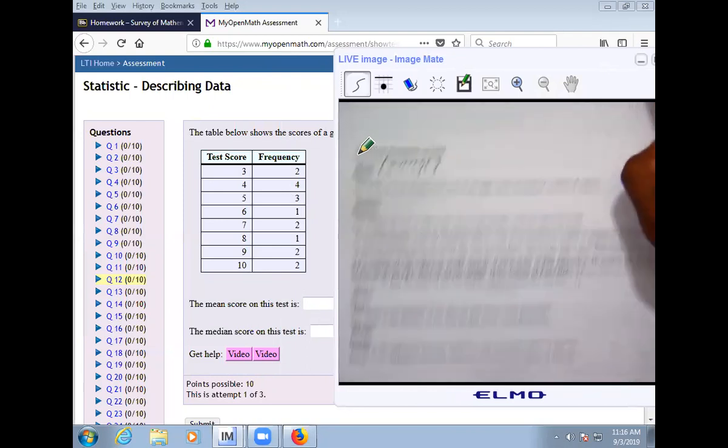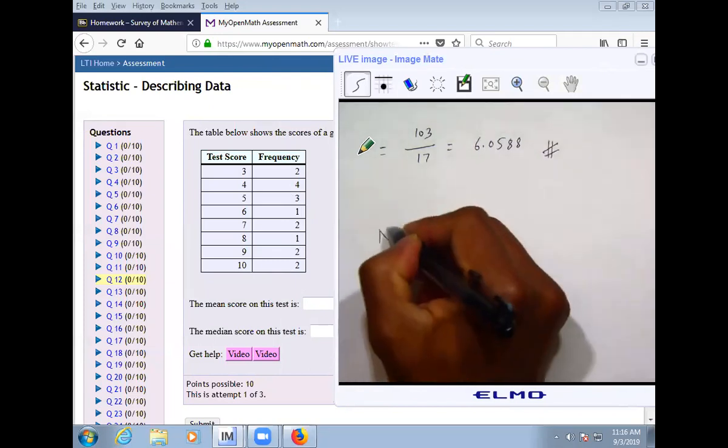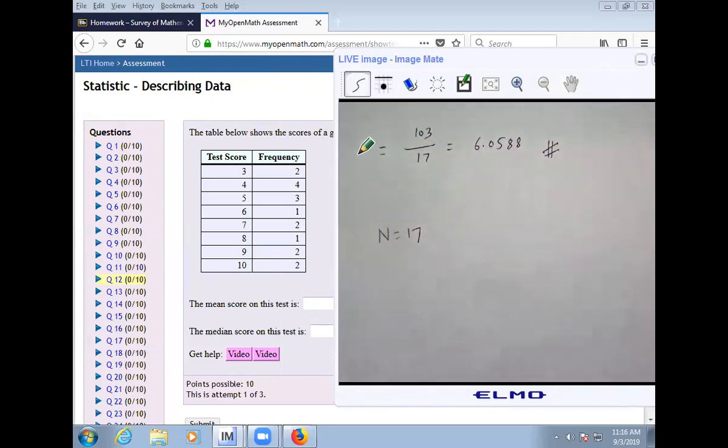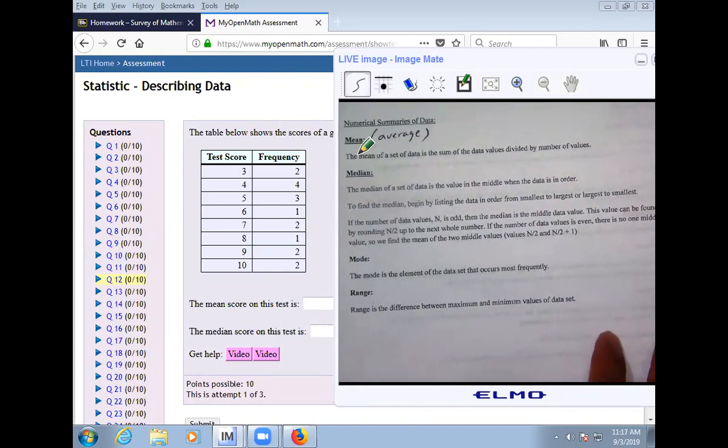17. That's what we found here. The total number of data in this case is 17. Is this odd or even? Odd. If it's odd, what they say here is, if the number of data values n is odd, then the median is the middle data value.